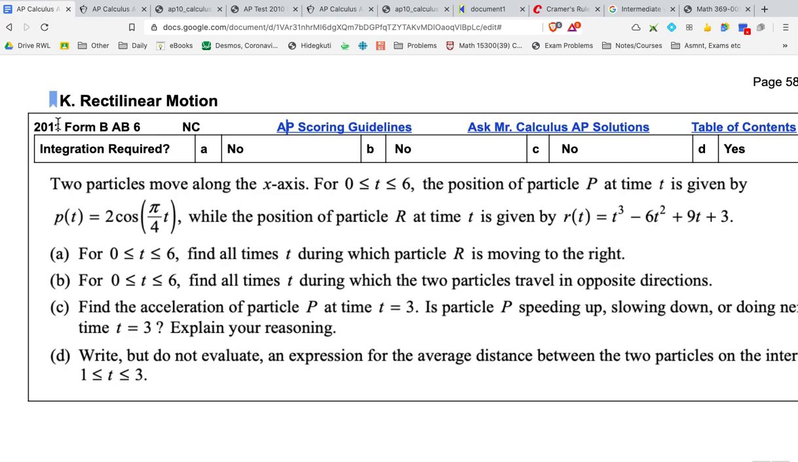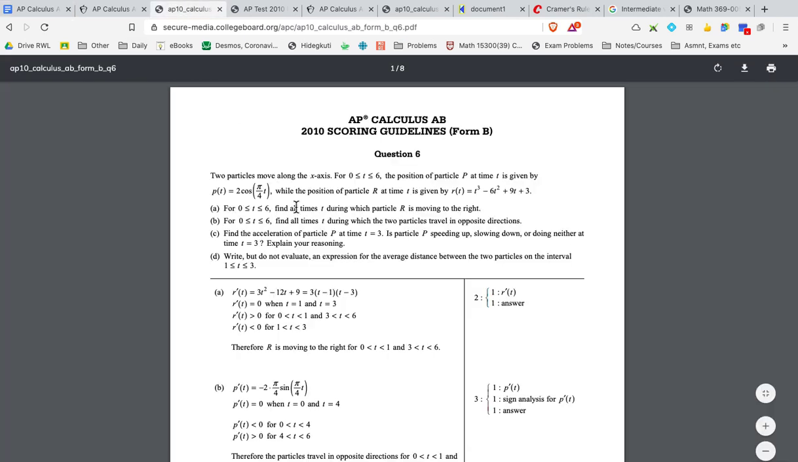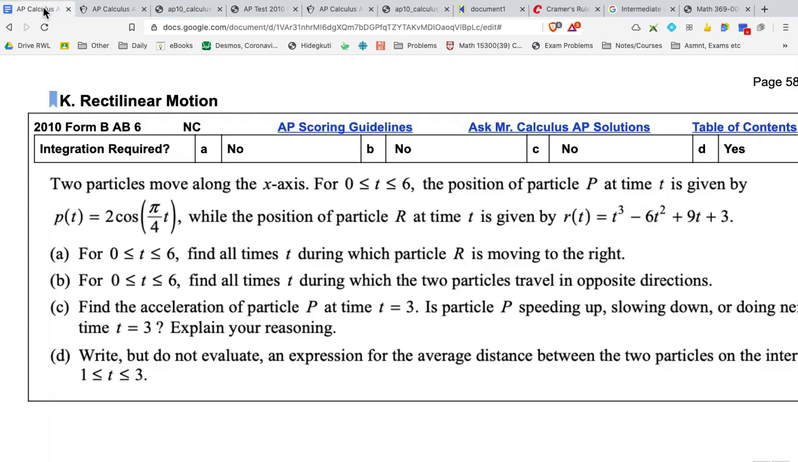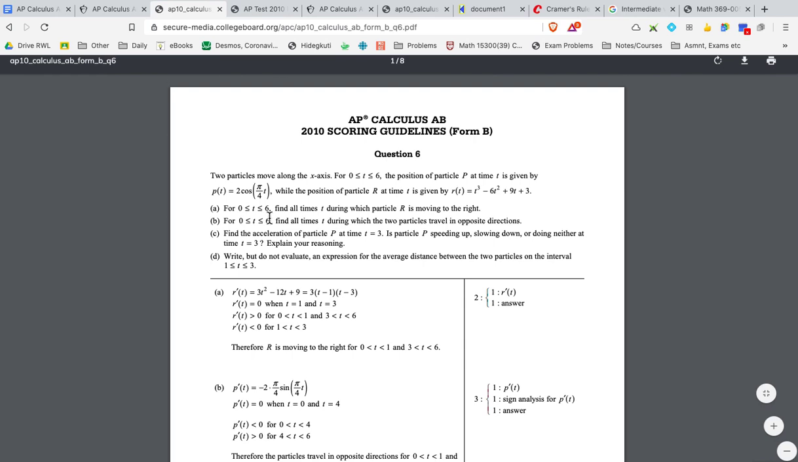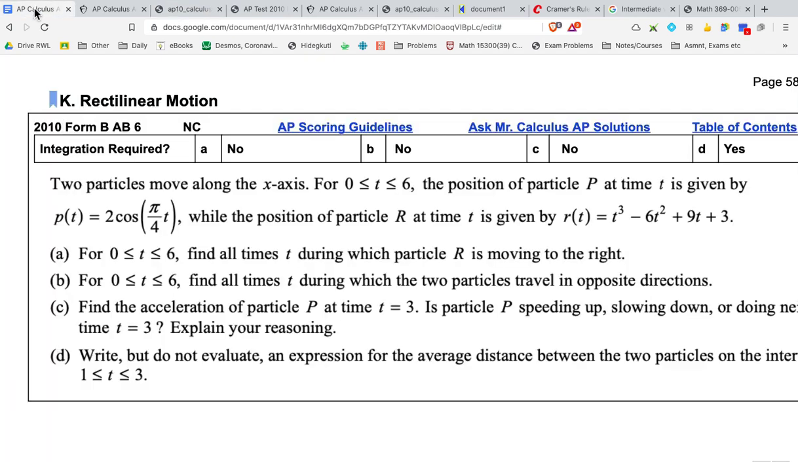And what did I do wrong? Well, I think it should have been 2010. So if I go back, this is 2010 scoring guidelines, Form B, question 6. So that's how, if you click on the solution set and it doesn't match, type in the first couple of sentences and then put AP Calculus AB FRQ, and you're going to get a hit on it somewhere. Now you can look at the solution sets because you know what the correct one is. And please send me an email if it doesn't work.